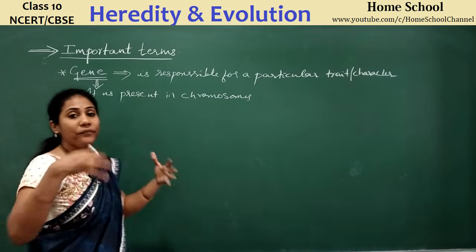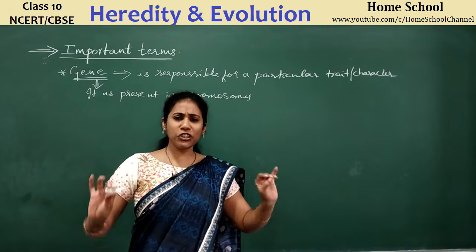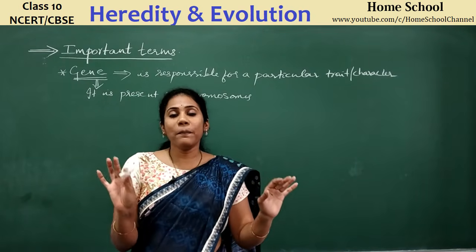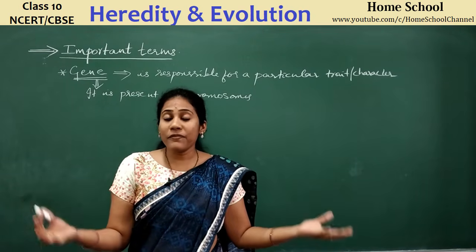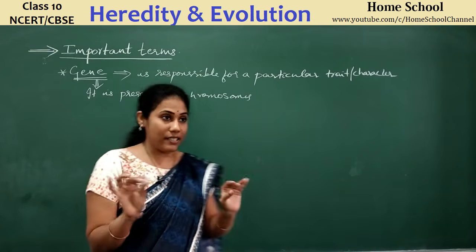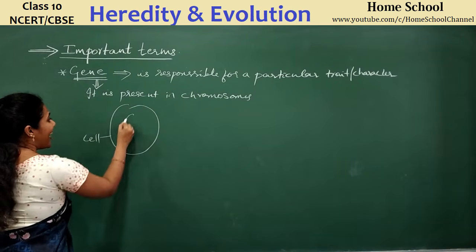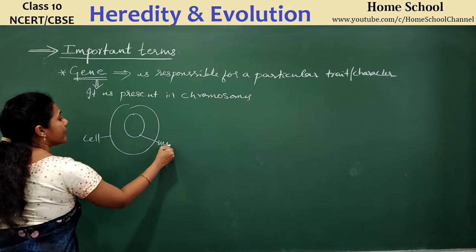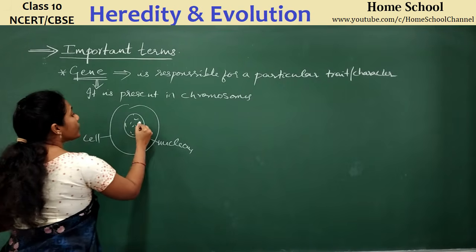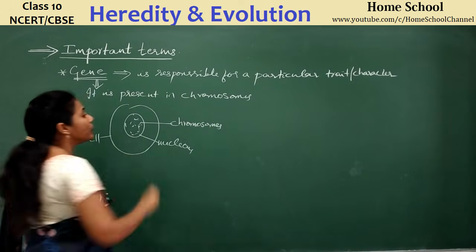Imagine each and every cell inside our body has chromosomes. Each and every cell, guys. See, each and every organ is made up of tissues. Tissues are made up of cells. So each and every cell has a so-called nucleus, isn't it? See, if this is a cell, it has a nucleus inside, and this nucleus includes chromosomes. Chromosomes are present inside the nucleus.